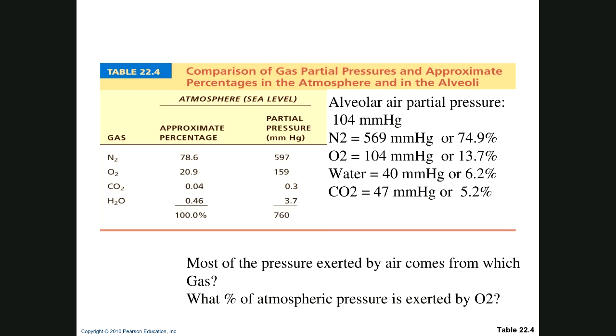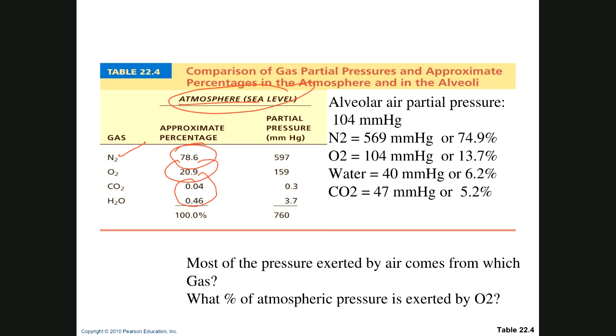All right, let's see. This is the mixture of gases in the atmosphere. This is what we're breathing in. So what we're breathing in is a mixture of gases in which most of the gas is actually nitrogen. 78.6% is nitrogen, 20% is oxygen, and CO2 and water vapor are minimal. So that's the atmospheric air.